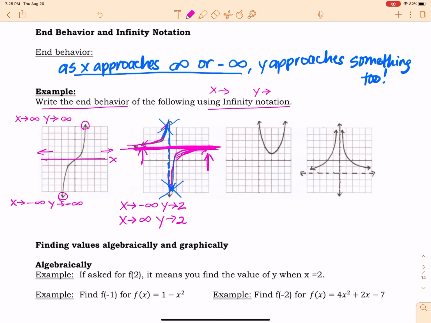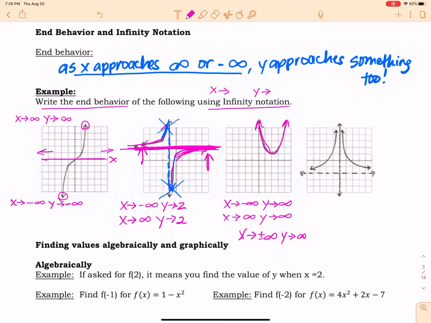Okay, so let's look at our third example. It's a parabola, and we've already talked about the end behavior of a parabola, and since this parabola is opening up, it's going to be the exact same. So as x approaches negative infinity, y approaches positive infinity. As x approaches positive infinity, y approaches positive infinity. Anytime y is doing the same thing for x, you can always write it this way if you want to. x is approaching positive and negative infinity, y is approaching positive infinity.